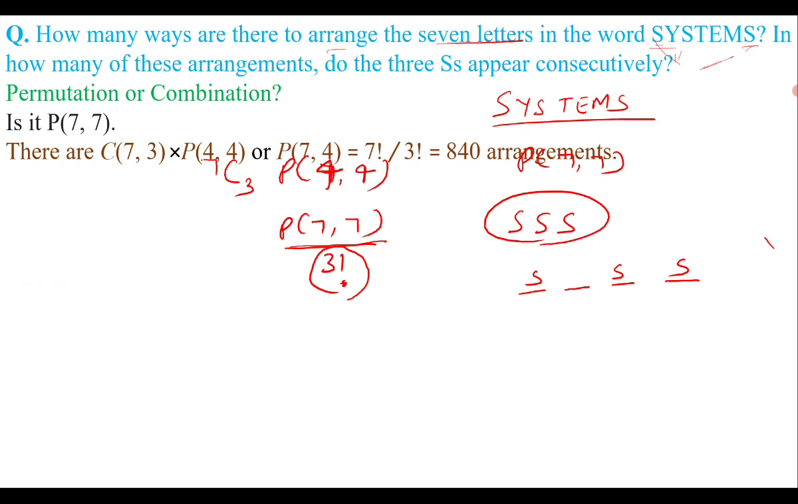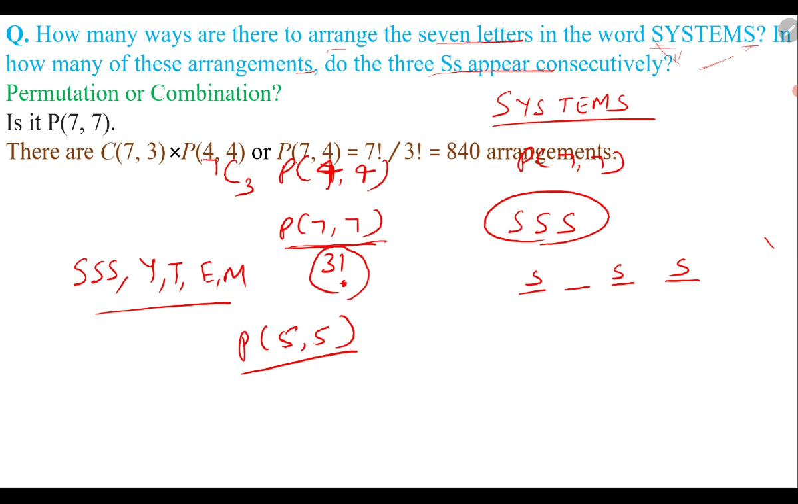The other part says: how many of these arrangements have the S's appearing consecutively? To make them appear consecutively, I consider all 3 S's as one letter. If I consider them as one letter, then the remaining letters are 4, so in total there are 5 letters. That's why the answer is P(5,5).